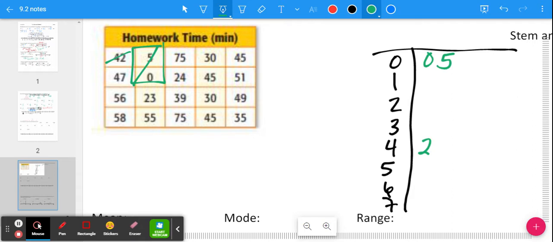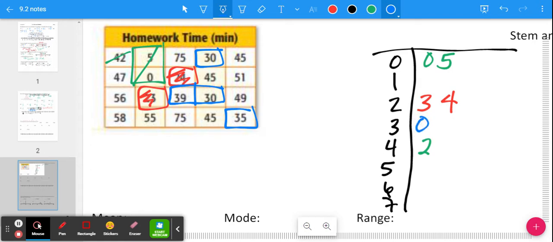So now anything with a 1 in the tens place? No. Anything with a 2 in the tens place? I see 24, 23. So we want them in numerical order. So next to the 2, we put 3 for 23 and a 4 for 24. And we're finished with those. So now we can look at the next one, the 3s. So I have 30, another 30 and a 39, and a 35. So I have 2 30s. So there's one 30, there's the second 30, 35, and 39.